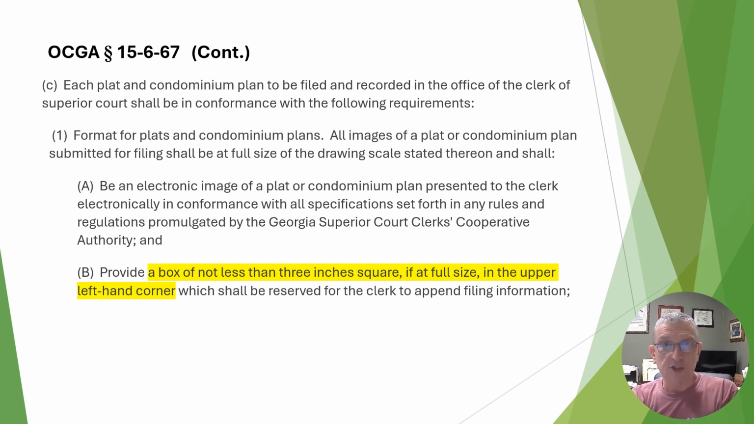The 3-inch square box in the upper left-hand corner shall be reserved to the clerk to append filing information. So when you record a plat in Georgia and you e-file it, you submit it through the e-file platform through a trusted credentialed filer, then they review it supposedly, and of course the level of review and scrutiny varies from county to county, and that 3x3 box gets the recording stamp in it.